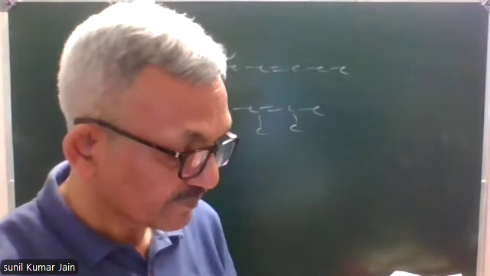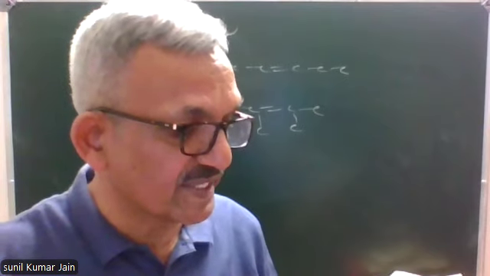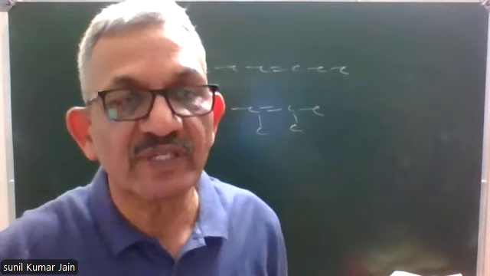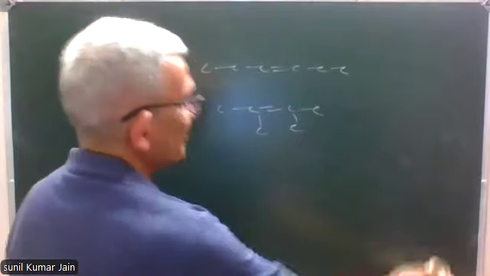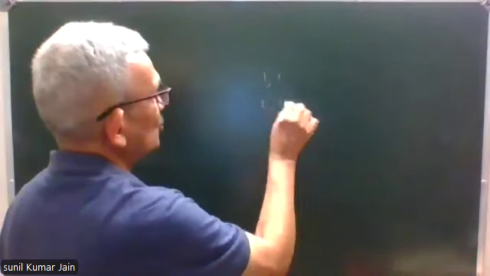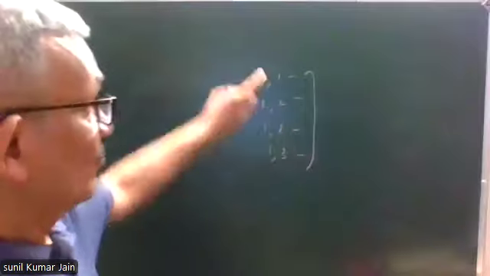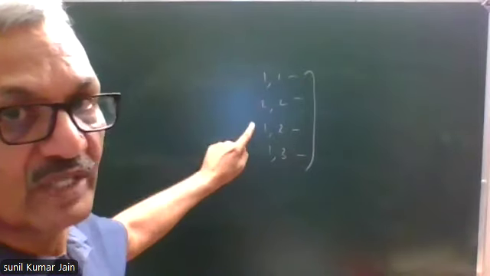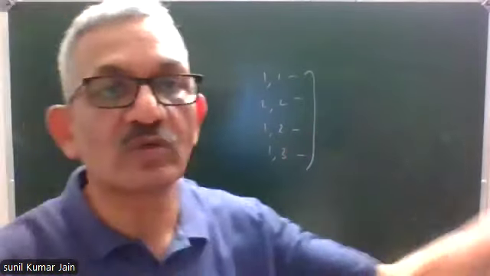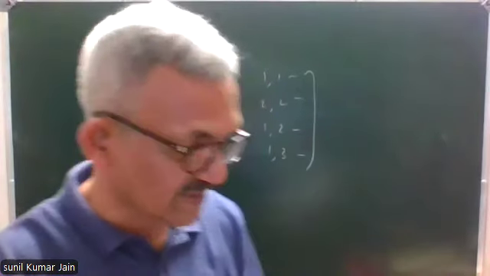Next question. Give IUPAC names of all isomers with the molecular formula C3H6Cl2. I'll just give you a hint. You can complete the IUPAC names yourself. These will be 1,1, 2,2, 1,2, and 1,3 dichloropropane. Right? Dichloropropane is common in all these answers.